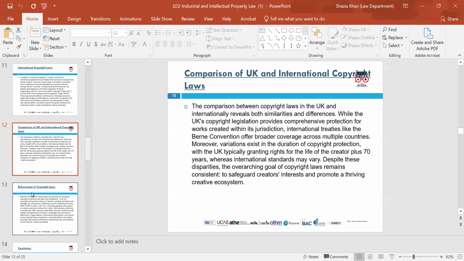Copyright rules vary significantly from one country to another, with differences in the duration of protection, fair use or fair dealing provisions, and enforcement mechanisms. As the digital age continues to reshape the creative landscape, countries are adapting their copyright laws to address new challenges, such as online piracy and the sharing of copyrighted material on the internet.